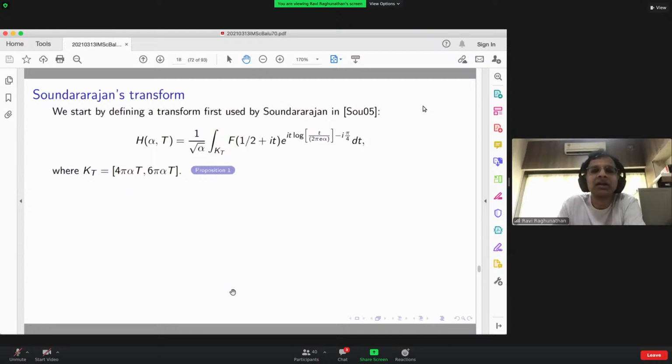Okay. Now Soundararajan has this transform that he looked at. And what you're doing is you're integrating on an interval of rough approximate length alpha t, and you're hitting your f half plus it with this function e to the it log t by 2 pi e alpha minus I by 4. So what is the point of this particular thing? Well, there are several ways. One reason this is there is because when you apply Stirling's formula, this is exactly the kind of function that's going to show up.